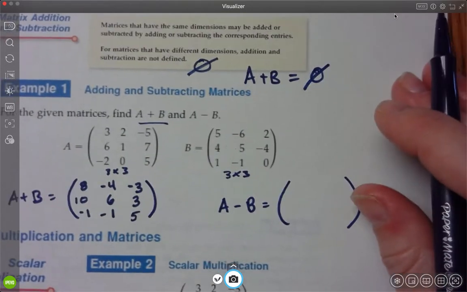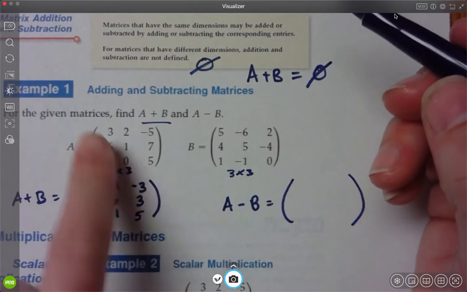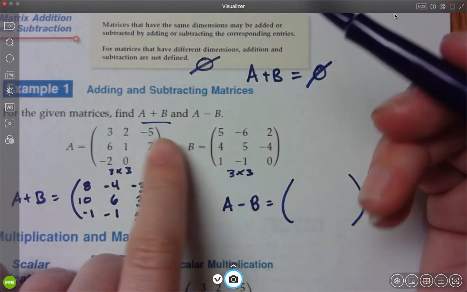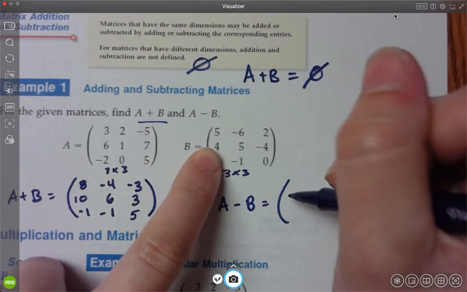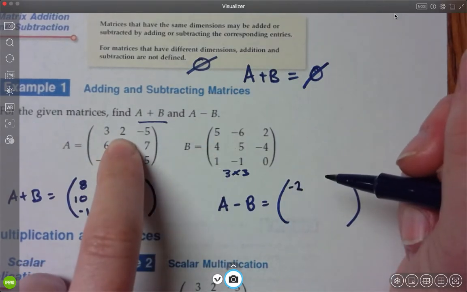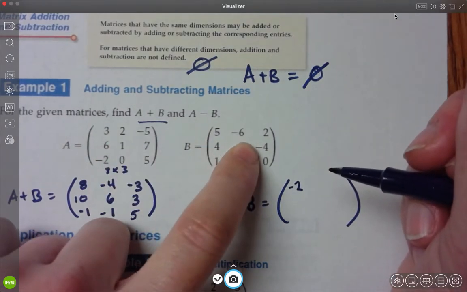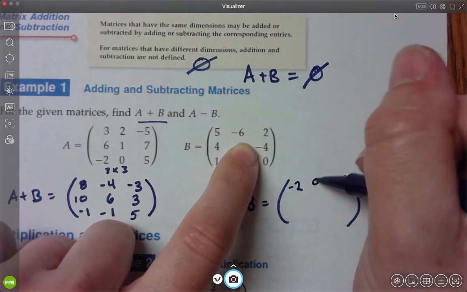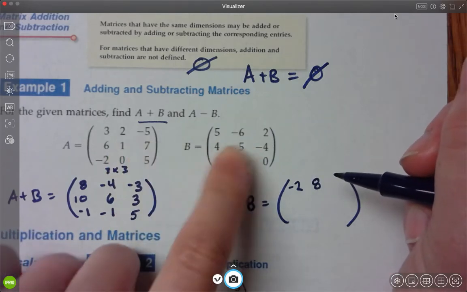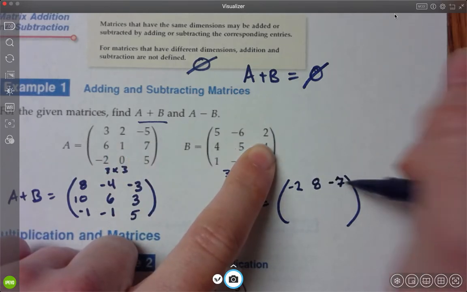Okay, A minus B. So taking all the A's and you're subtracting these guys over here. So this would be 3 minus 5, negative 2. 2 minus a negative 6, so 2 plus 6. That would give me 8. Negative 5 minus 2 is negative 7. That's what it would look like.